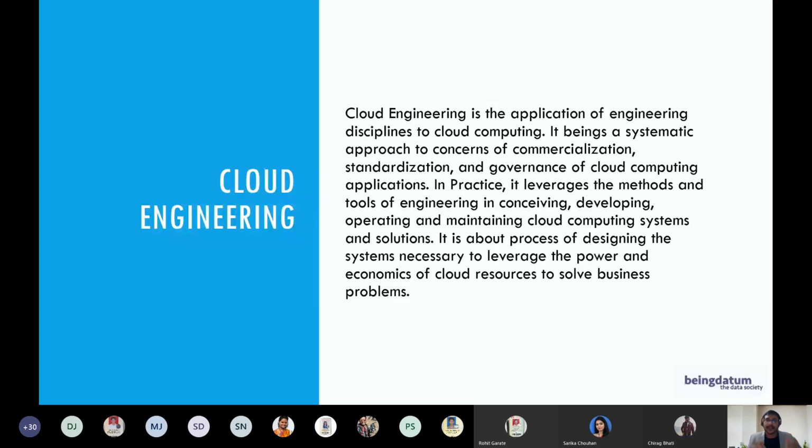So similarly, cloud engineering is the application of engineering equivalent to your cloud computing, which tells you what the approach, the standards, the rules, and the best practices are that have to be followed when you are developing your application on the cloud, or when you are setting up your infrastructure or your server on the cloud. Okay.